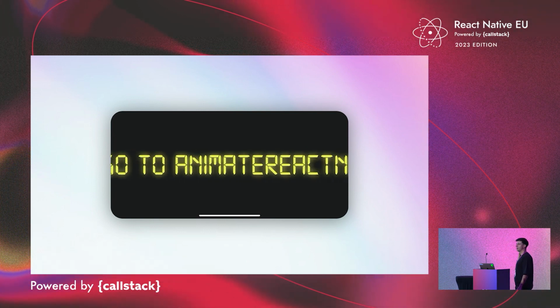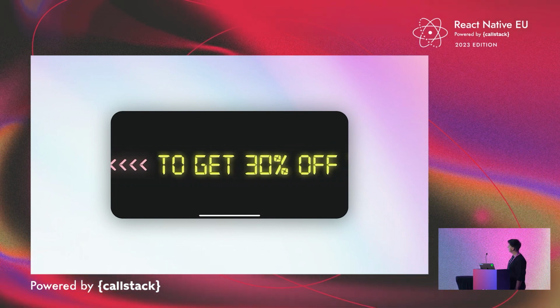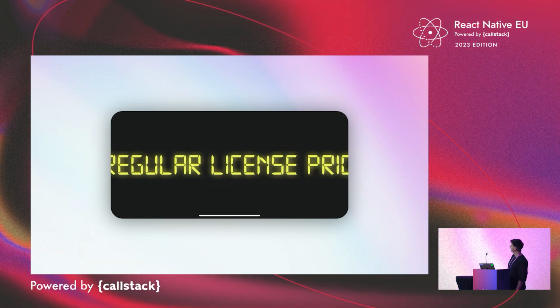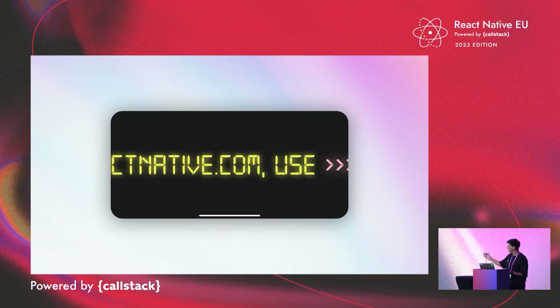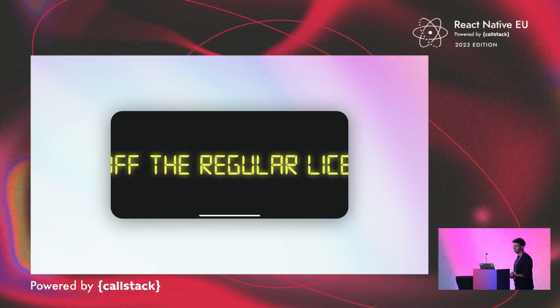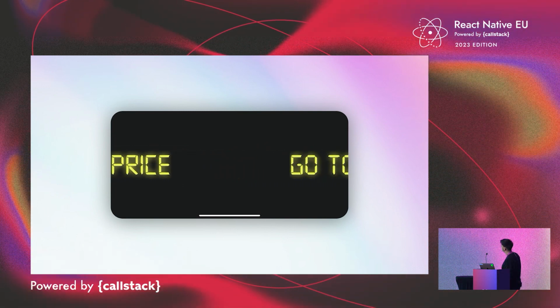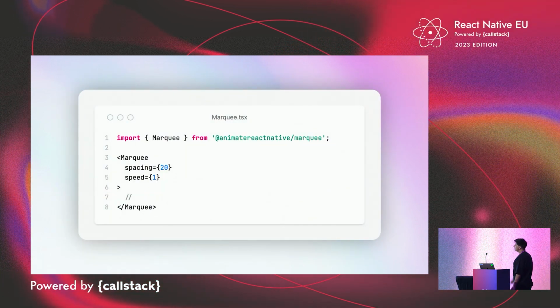Place it in the background, start recording your awesome YouTube video or whatever platform you're using, and display some stats. Like, for example, here it is saying, go to reactnative.com, use RNU30 to get 30% off the regular price. Anyway, this is how it's going to look like.